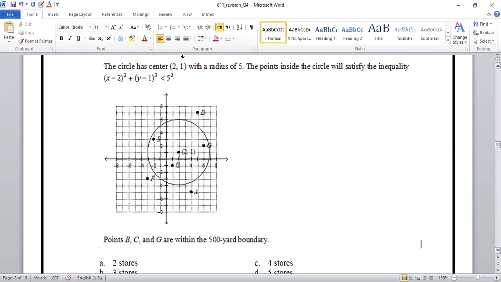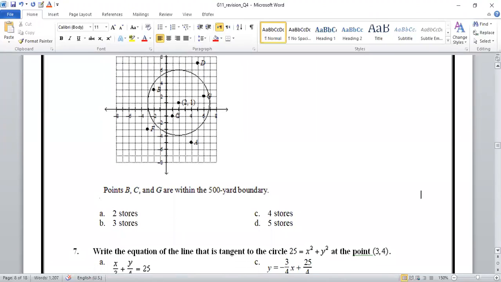So points P, C, and G are within the 500 yards boundaries. Each unit equals 500 yards. The answer will be number B.